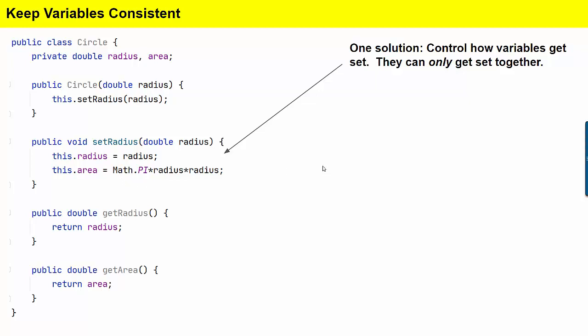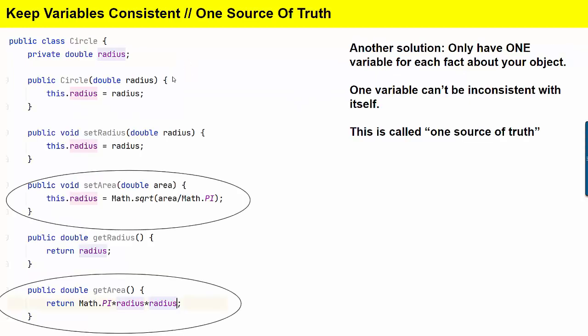You do see this kind of approach in practice. The only problem I'd say with this approach is that there's always the lurking danger that something could change and these two variables could become inconsistent. So the really true way of making sure that your variables are always consistent is by only having one variable for each fact about your object, because one variable literally can never be inconsistent with itself. And so that's called one source of truth.